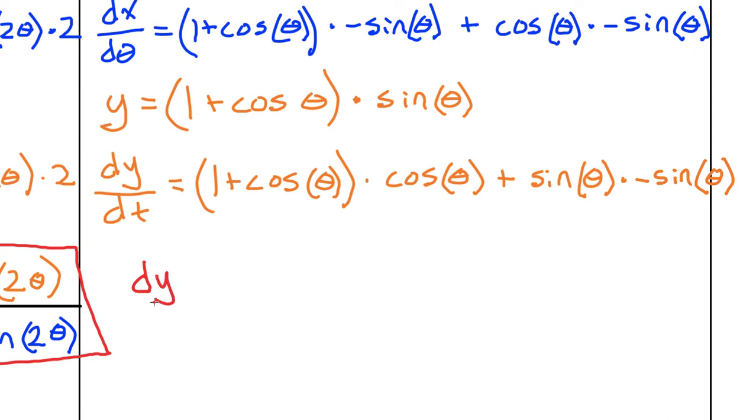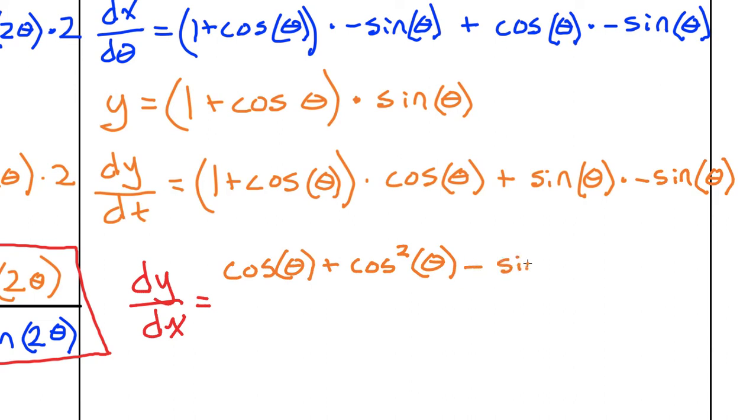Our dy dx is equal to, and I'm writing the yellow first, the dy dt first. And I could distribute the cosine. I think I'm just going to, yeah, sure. Let's simplify as much as possible. This is going to be cosine of theta plus cosine squared of theta minus sine squared of theta. That's as far as I can simplify it. And that was the numerator.